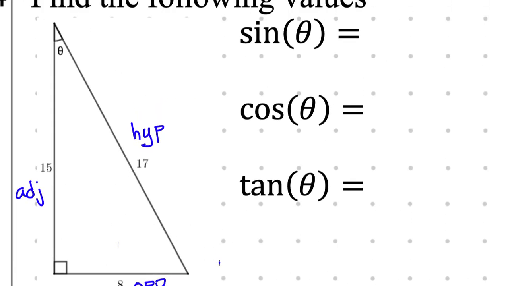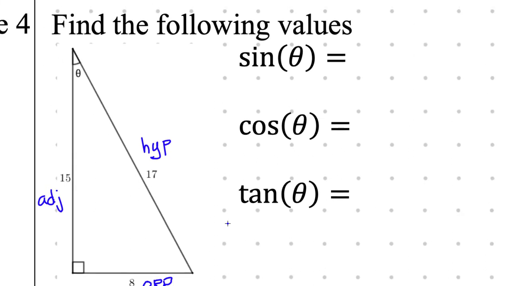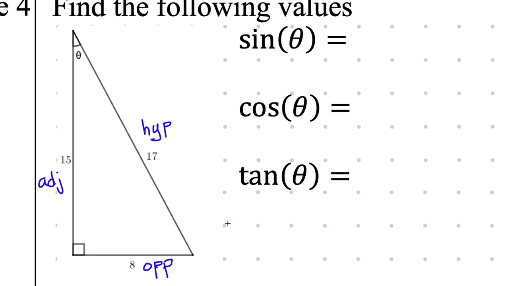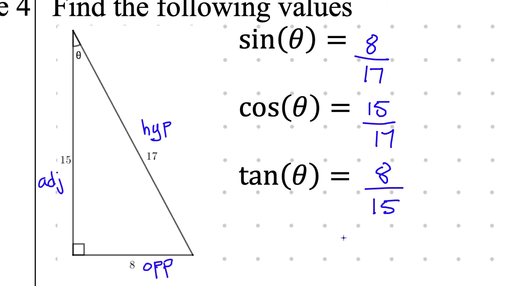Sine of that theta is what over what? Try to do this from memory as much as possible. Samantha. 8 over 17. Sohcahtoa, 8 over 17, yes. Thank you, Sam. What about cosine? Cosine is what, Beverly? 15 over 17. And finally, tangent is what over what? Beverly again. 8 over 15. It is 8 over 15. And we're done with the notes.